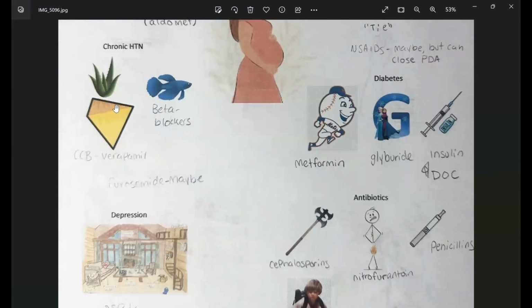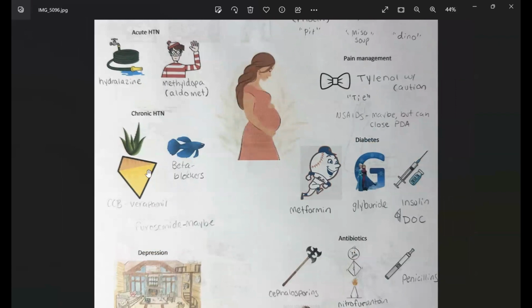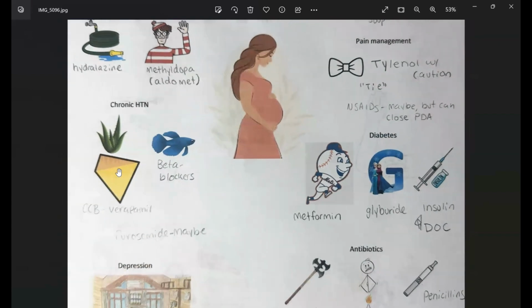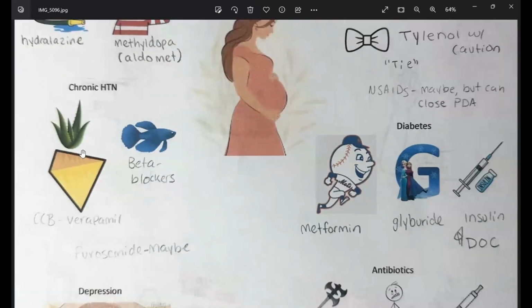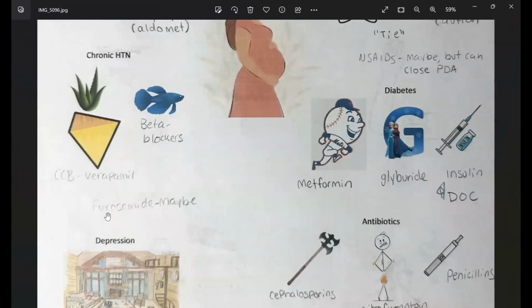However, in addition, you can also use a calcium channel blocker, such as verapamil. And just FYI, these are pictures that I used previously. So if you're wondering why I chose these, it's just because that's what I used before. So like verapamil, this is like an aloe vera plant. And then there's more to why there's a pyramid there. But anyway, not important. And then this is a beta fish because you can also use some beta blockers. And then you could also use furosemide, but it's probably not the best option.